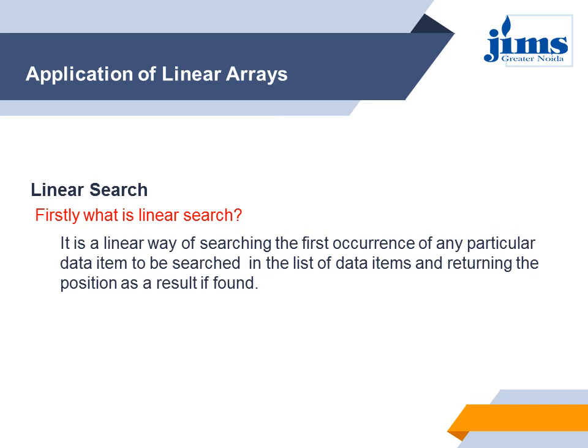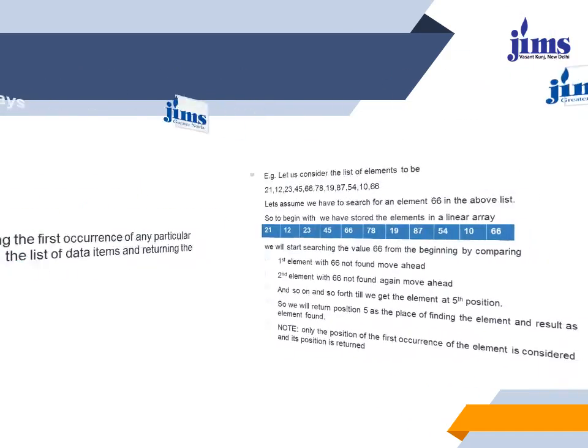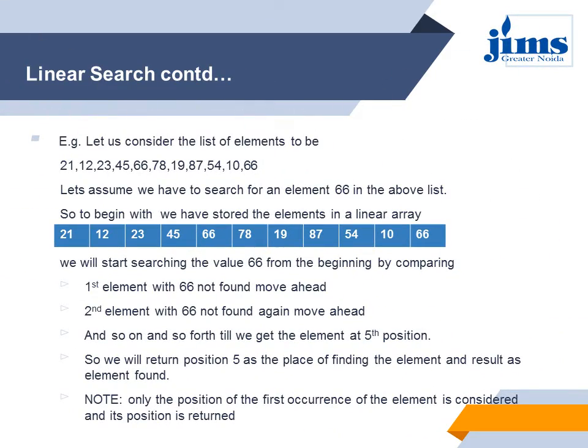Linear search. Firstly, what is linear search? It is a linear way of searching the first occurrence of any particular data item which needs to be searched in the list of data items and returning the position as the result is found. Let's try to understand this through a very simple example.